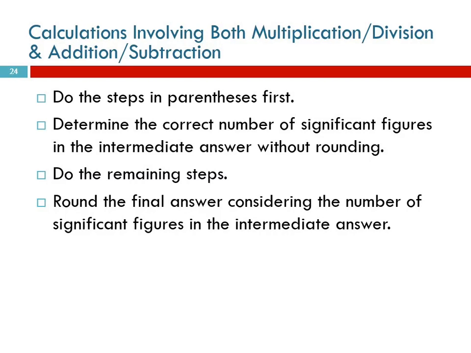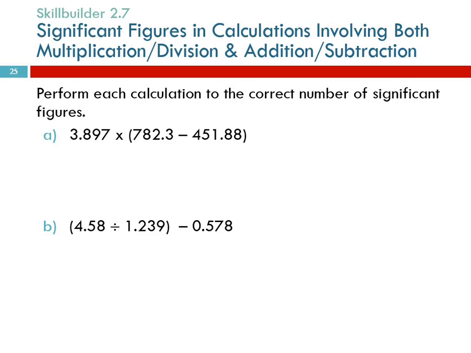Do the individual parts first. Look at those results, those intermediate results, and identify where the uncertain digits are, but don't round them off. Do the remaining steps, come up with the final answer, and round based on looking at the sig figs in those intermediate answers. So that doesn't make a whole lot of sense. Let's do an example. Perform each calculation to the correct number of significant figures. So here we have 3.897 times the quantity 782.3 minus 451.88. So here we have parentheses. We're going to do that part first.